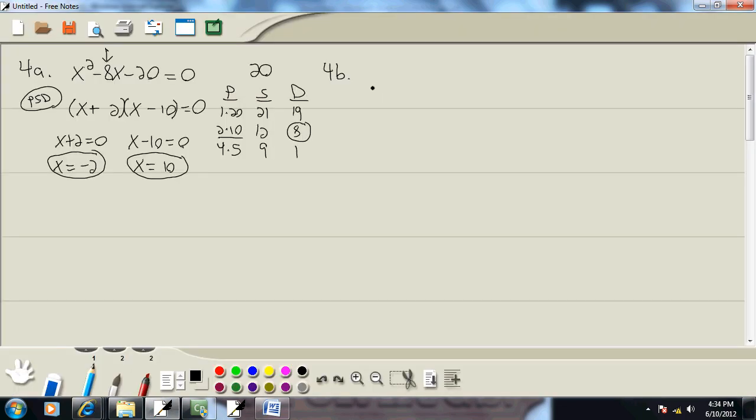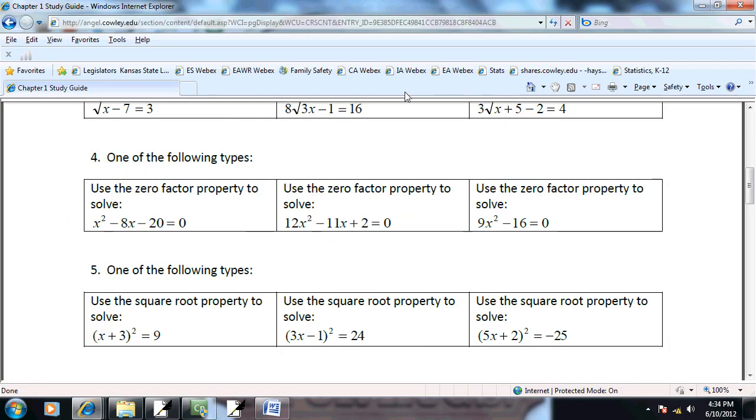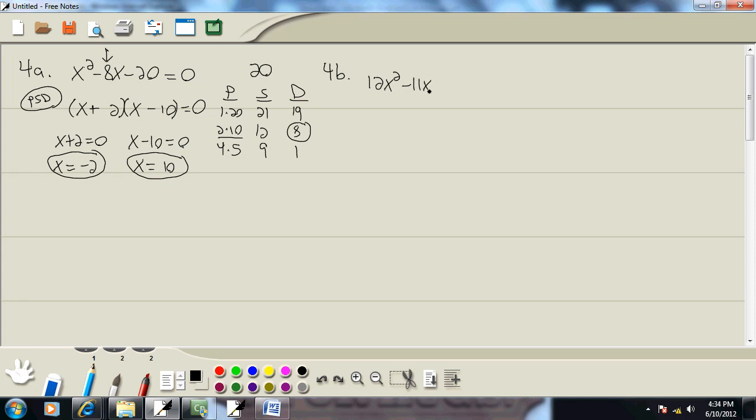Let's look at another one. Got 12x squared minus 11x plus 2 equals 0. And this is the key number. X squared, x, no x, and there's a number for the x squared. We're going to take the number at the beginning, which is 12, times the number at the end, which is 2. 12 times 2 gives us 24.